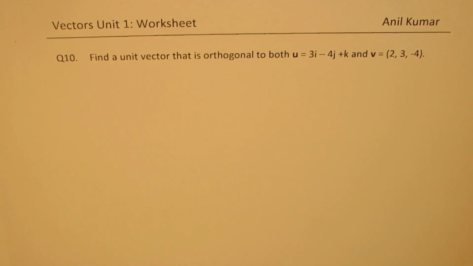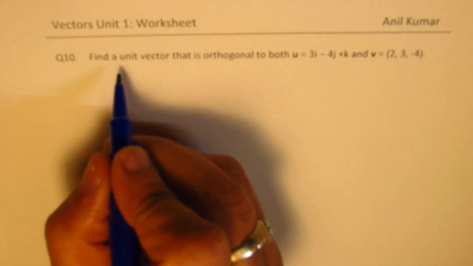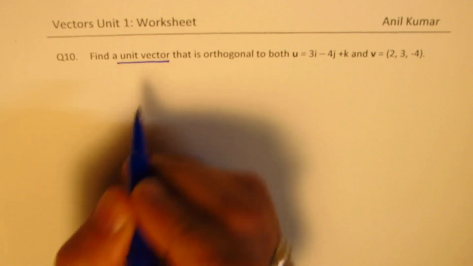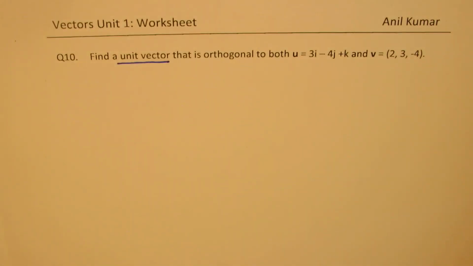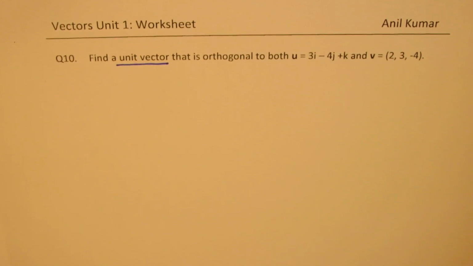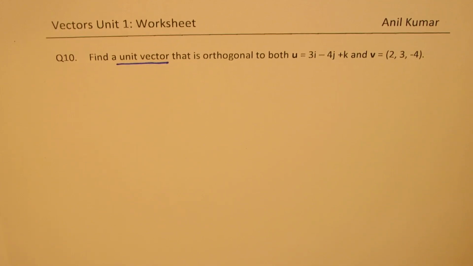Now in question number 10, this is very similar to what we did in question 9. It is to find a unit vector. The difference is to find a unit vector that is orthogonal to these two vectors. I'd like you to now pause the video, answer this question, and then look into my solutions. That will give you confidence of understanding the concepts learned.